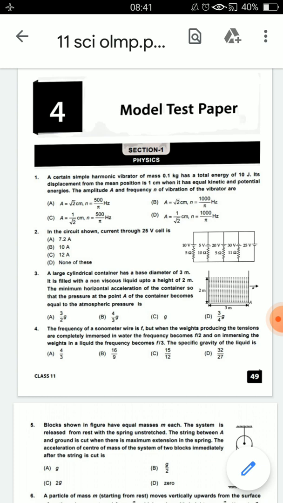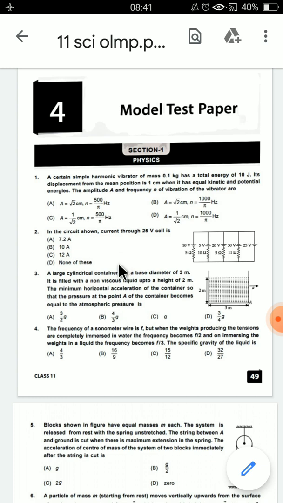For the frequency, if you take the displacement from the mean position equal to 1 centimeter, mass 0.1 kg as well as the total energy 10 joule, and divide, the frequency of vibration of the vibrator comes to 500 by pi hertz. Okay, come to the second question.